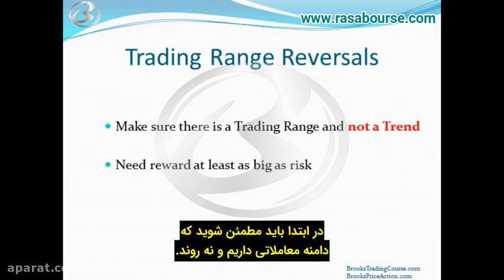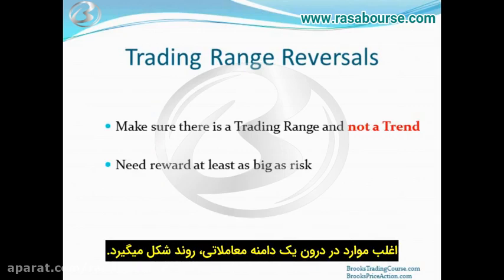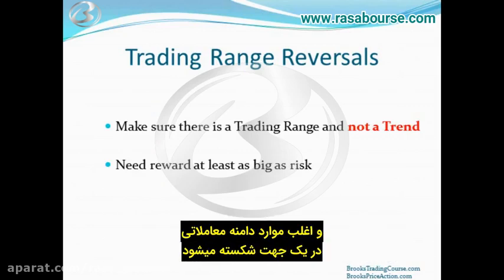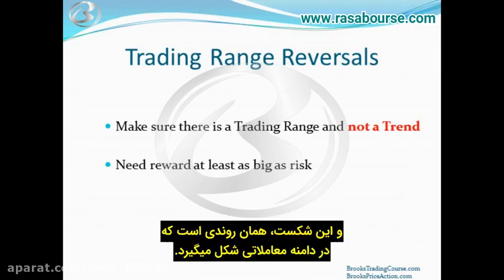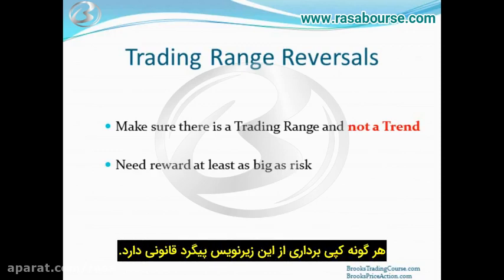First thing you have to do is make sure that there is a trading range and not a trend. Very often there are trends within trading ranges, and very often a trading range will break out, and the breakout leg, the trend leg, will start within the trading range. So you have to be looking for that.